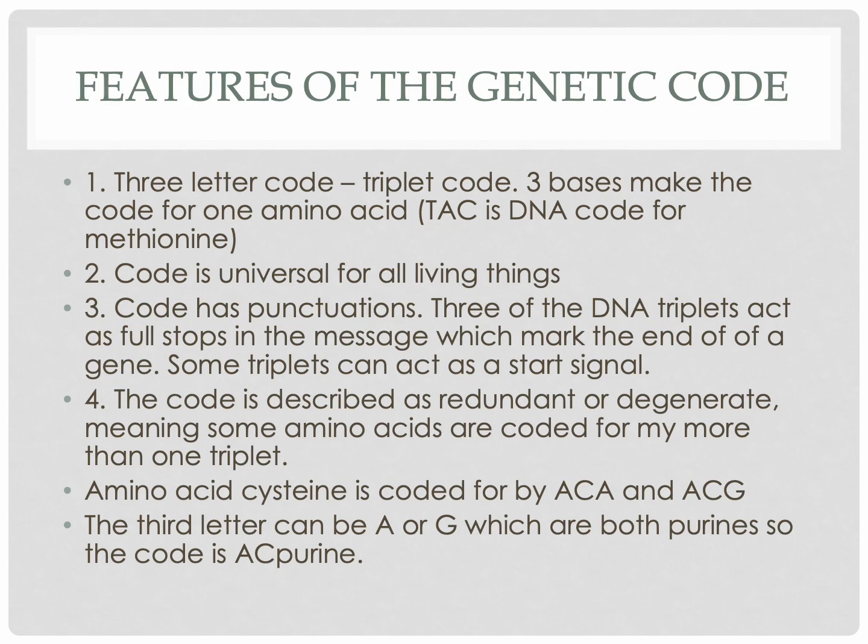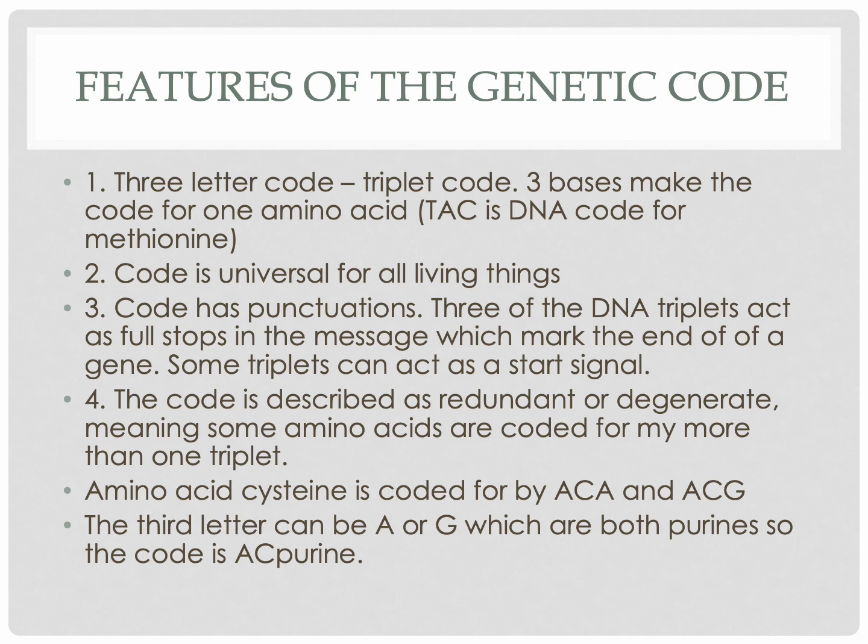Features of the genetic code. It is a 3-letter code, meaning a triplet code. Three bases make the code for one amino acid. TAC, meaning thymine, adenine, cytosine, is the DNA code for methionine. The code is universal for all living things. The code has punctuation. Three of the DNA triplets act as full stops in the message, which marks the end of a gene. Some triplets can act as a starting signal.